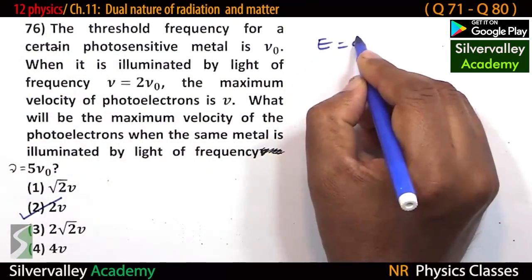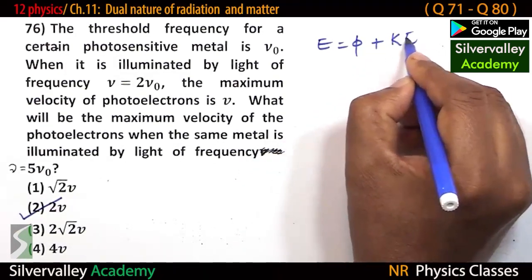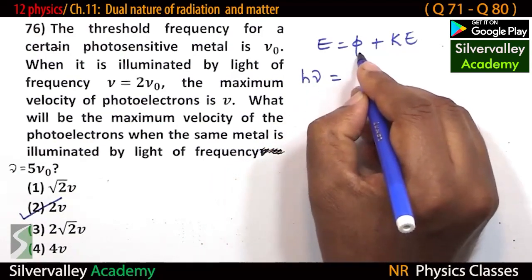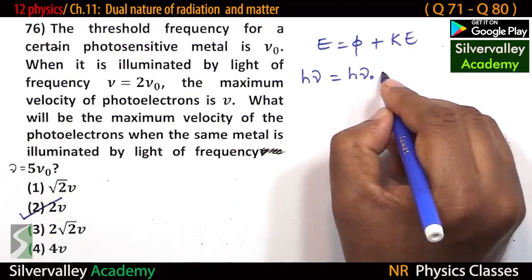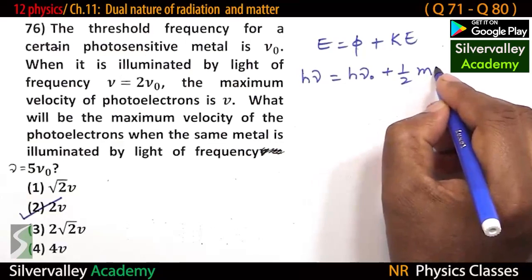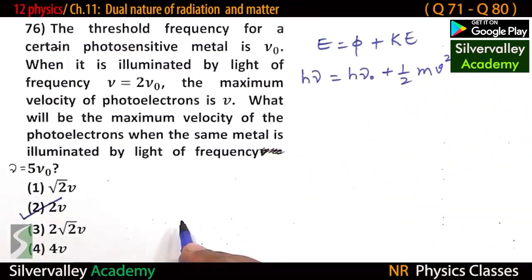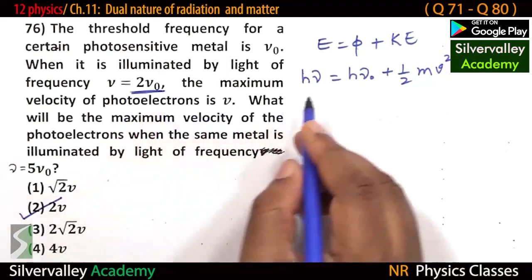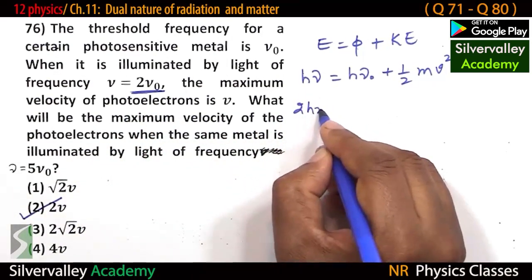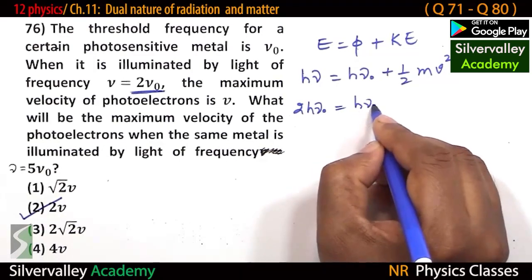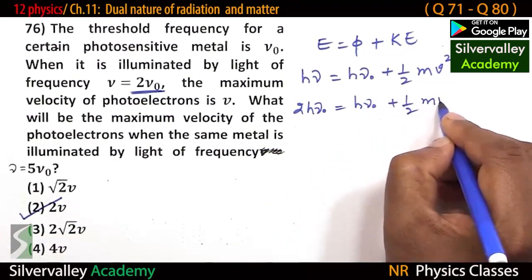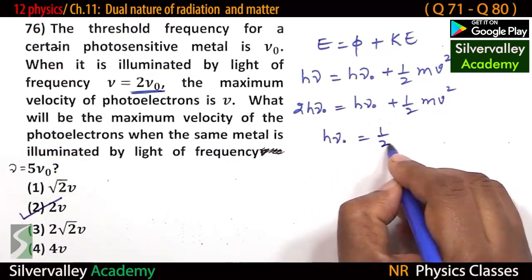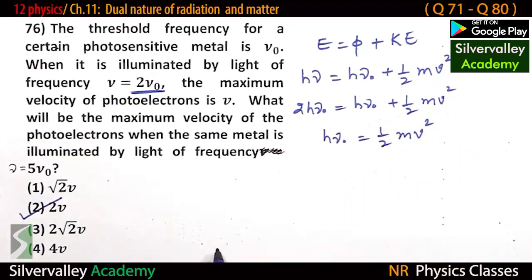Energy equals work function plus kinetic energy. In terms of frequency, this is h nu equals h nu naught plus half m v square. Now the energy of the incident light is 2 nu naught, so this is 2 h nu naught equals h nu naught plus half m v square. Therefore, h nu naught equals half m v square.